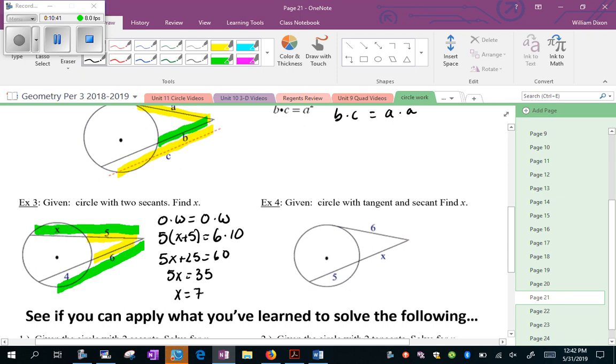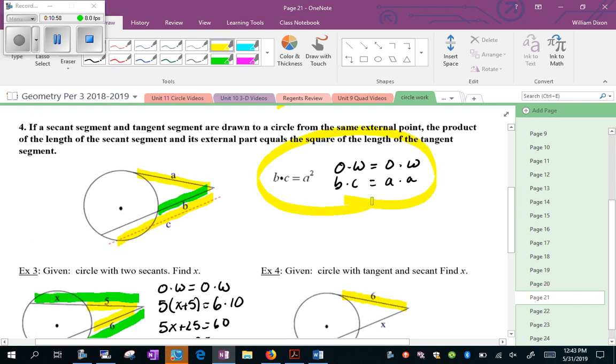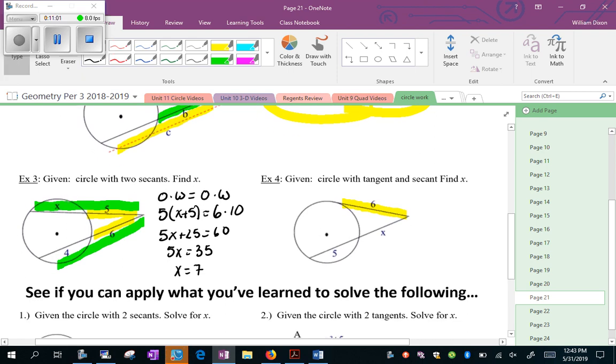All right, example 4, kind of the same idea. Here we go. My outside amount, 6, that's a tangent line only there, so that's going to be like this theorem. And then I have my outside amount of x, and then I have my whole amount. But my whole amount is going to be x plus 5. So if I set up again, this is going to be x times x plus 5, and that's going to equal 6 squared.